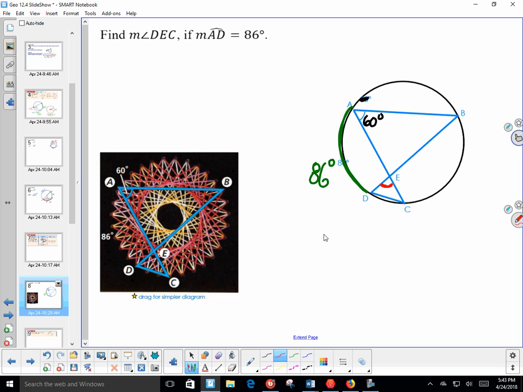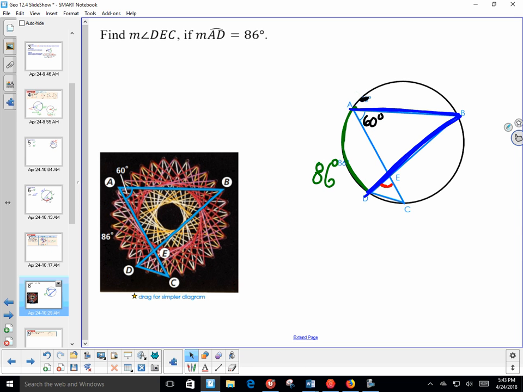That looks a little tough. Let's think about this. Well, if we know an arc that measures 86 degrees on our circle, is there an inscribed angle associated with that arc? Why, yes, there is. This angle ABC, this angle here, subtends that arc AD. So if this arc measures 86, then this angle is going to have to be half of that, so that angle is going to be 43 degrees.